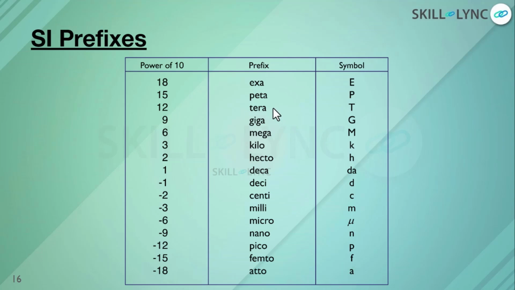So, exa, peta, tera, giga, mega, kilo, hecto, deca, deci, centi. These are all the prefixes. And E, P, T, G, M, k. These are respectively their symbols.